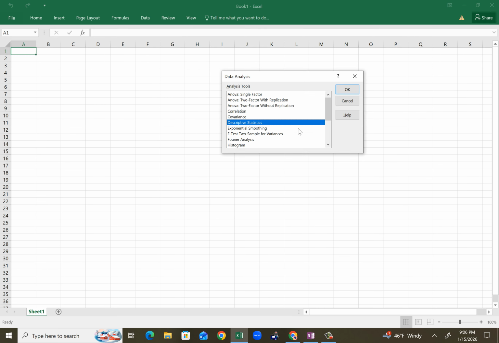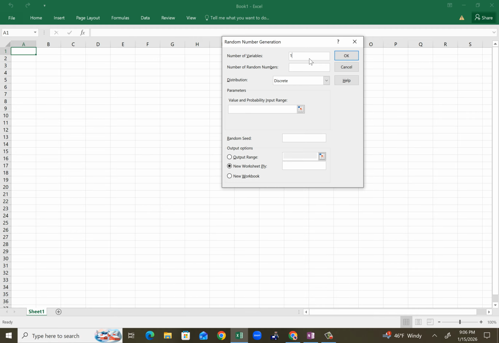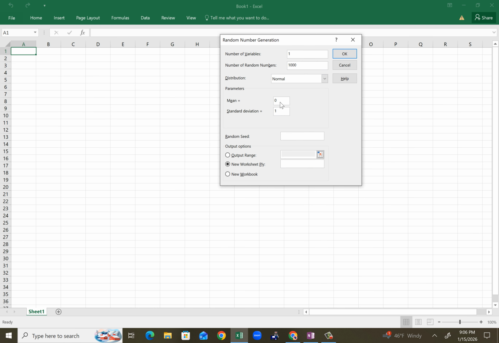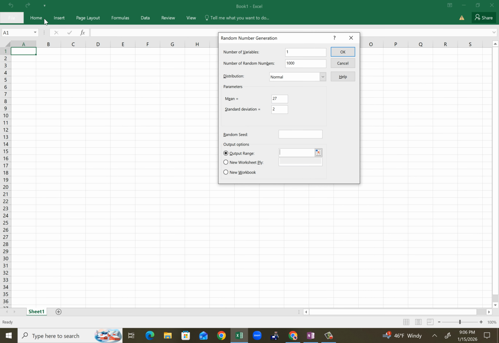And I'm just going to what's called randomly generate some data here. So random number generation. And so I'm going to one column of data. I'm going to put 1,000 points in it just for fun. So 1,000 dudes. Okay. And normal. Average age they got married, 27. Sure. Standard deviation of 2. Sure. Why not? Output range. Let's put that in. Done.